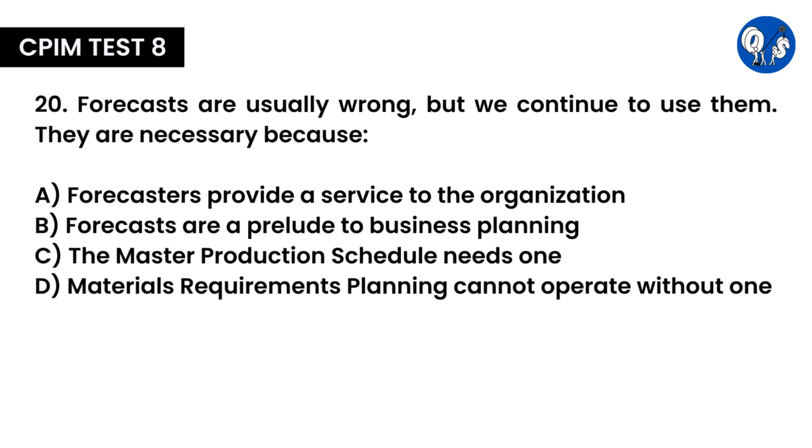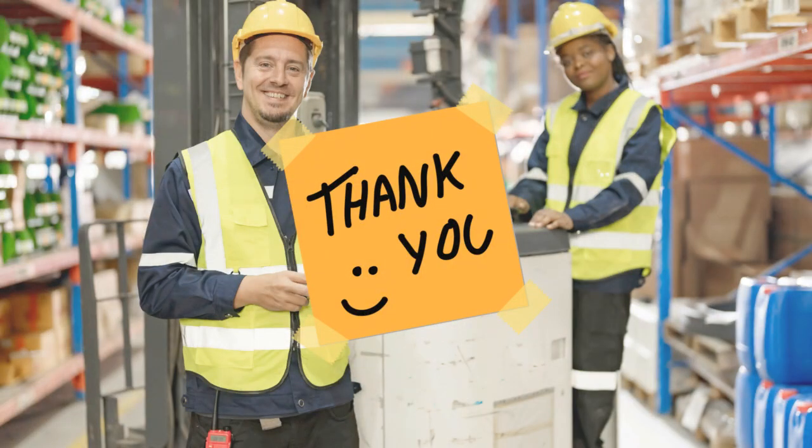Question number 20. Forecasts are usually wrong, but we continue to use them. They are necessary because A. Forecasters provide a service to the organization. B. Forecasts are prelude to business planning. C. The master production schedule needs one. D. Materials requirement planning cannot operate without one. Here the correct answer is B. Forecasts are the prelude to business planning. They provide an estimate of what conditions will look like in the future. So even though we know they are wrong, by measuring how wrong they are, forecasts can be consistently improved for use by the business.